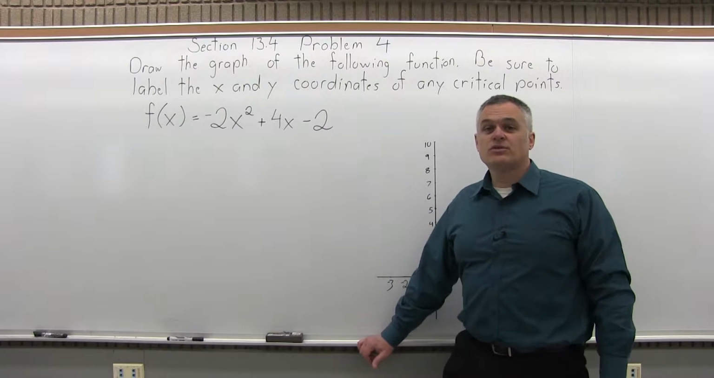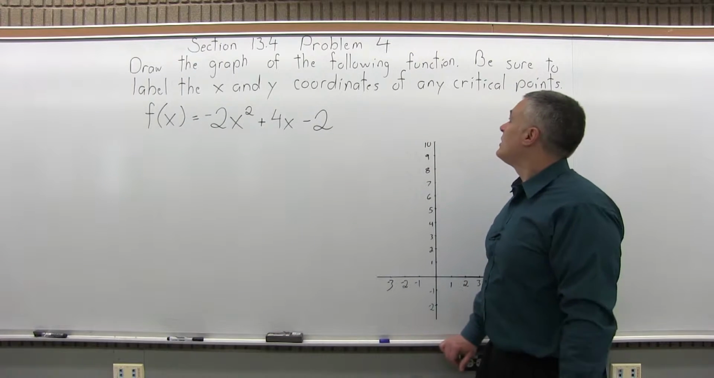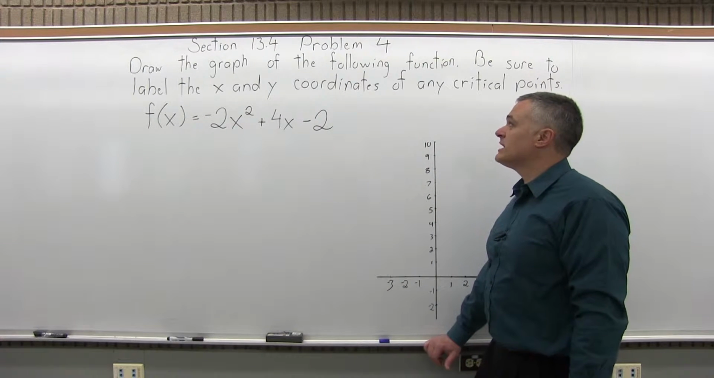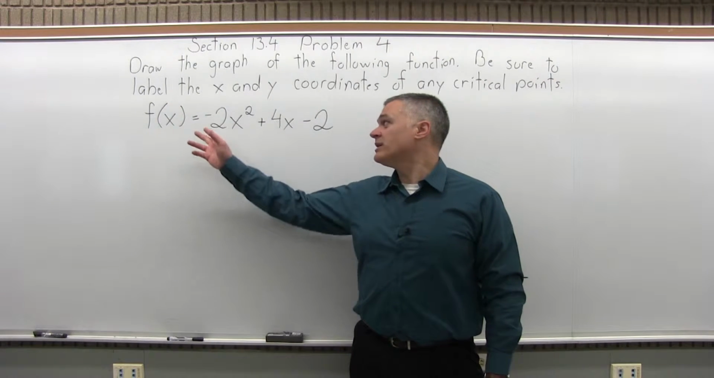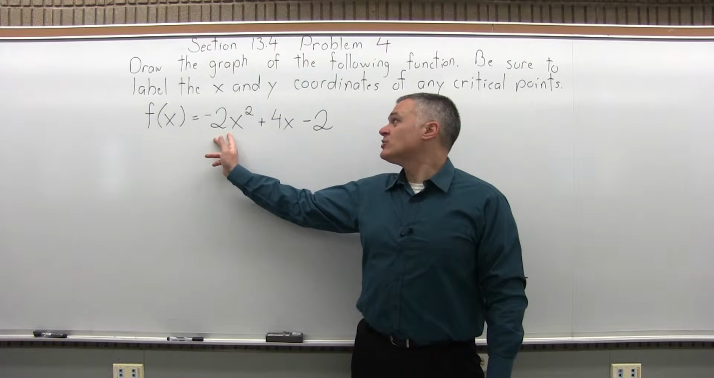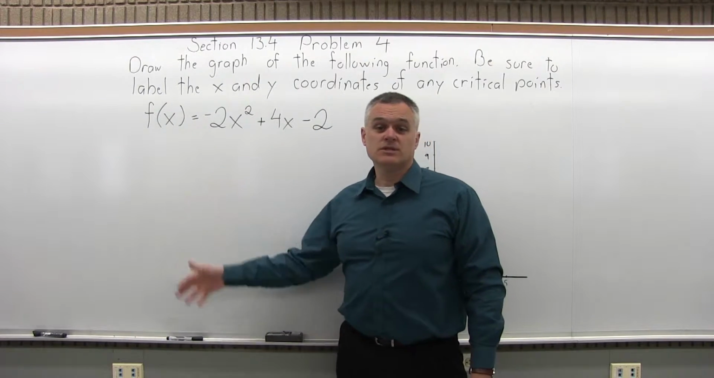This is Section 13.4, Problem number 4. It says, draw the graph of the following function. Be sure to label the x and y coordinates of any critical points. And the function that we have to draw is f of x equals negative 2x squared plus 4x minus 2. So let's see if we can draw this.